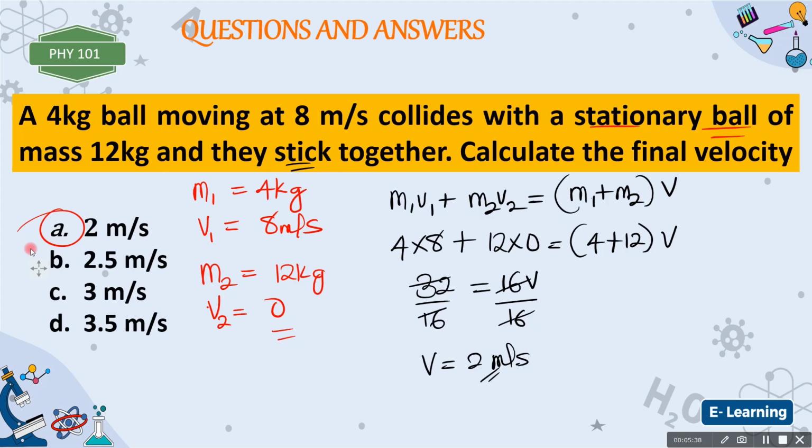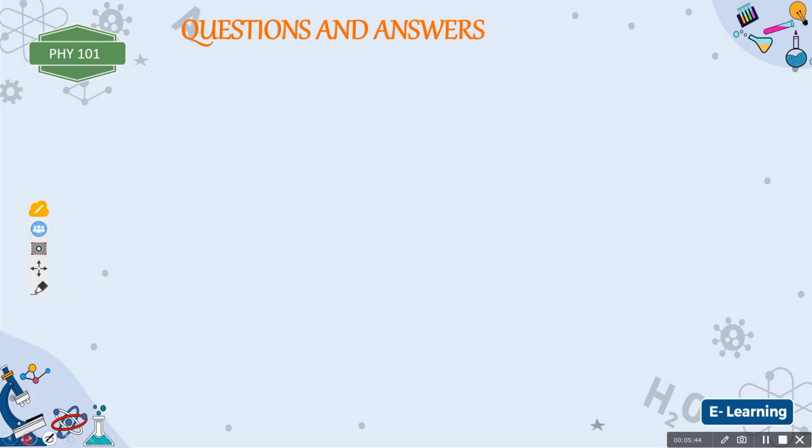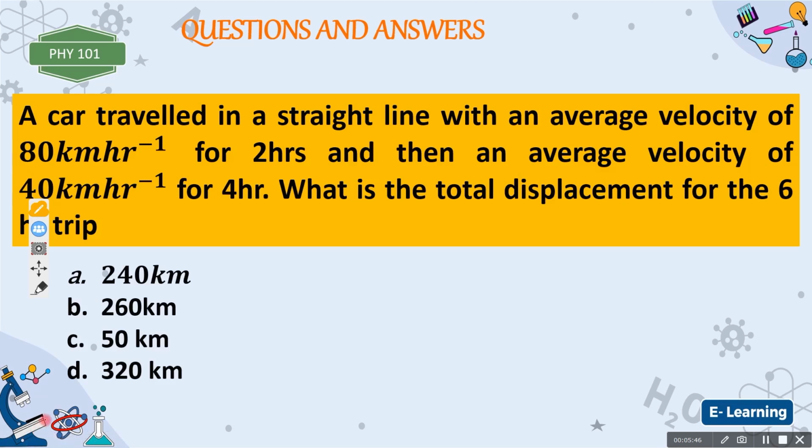Now let's see the next question. A car travels in a straight line with an average velocity of 80 km per hour for 2 hours, and then an average velocity of 40 km per hour for 4 hours. What is the total displacement for the 6-hour trip?